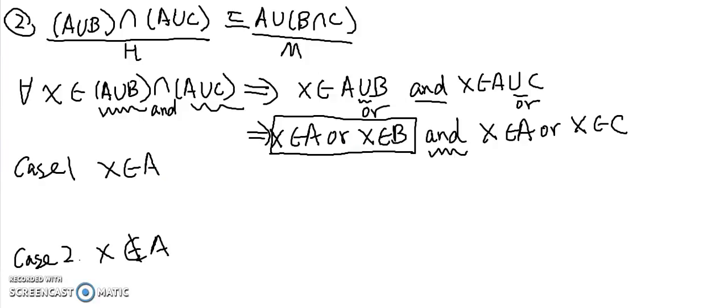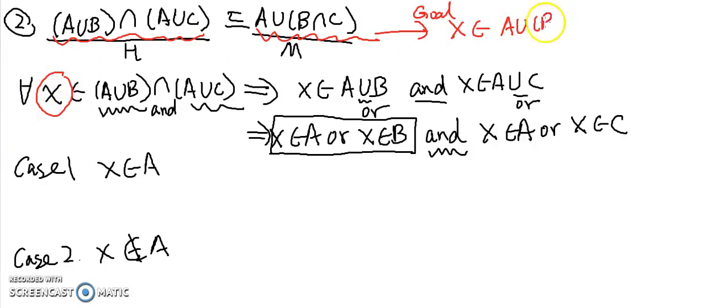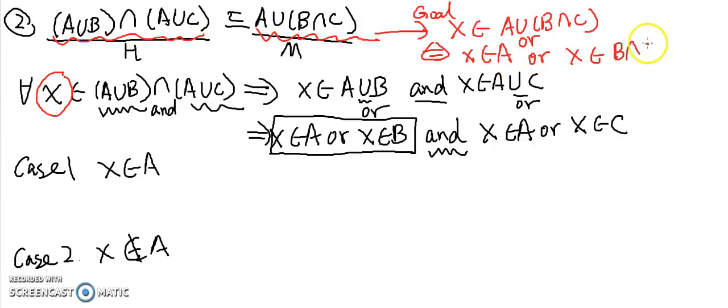Let's write down our goal and what we need to prove. We picked a member from the history club, and we need to prove the member is also in the math club. So I'm going to write down our goal up here. We need to show the member we picked, X, is also a member on the right hand side, which means, if we replace this with or, it's equivalent to say we need to show X is either in A or X in the intersection of B and C.